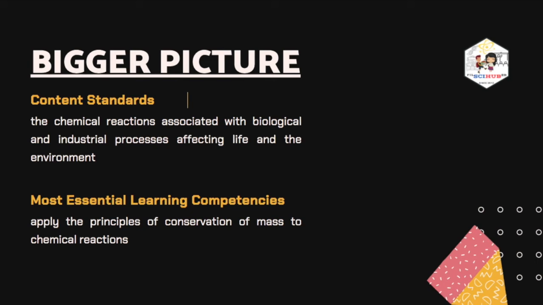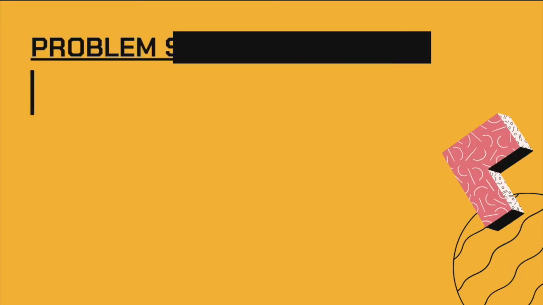Okay? As for our content standards, our supplementary material on the conservation of mass by Robert W. Turner helps us take a peek into how our chemical reactions and the conservation of mass affect our environment and life. To further meet this standard, watch out for the next module next week. Okay, for our problem set.